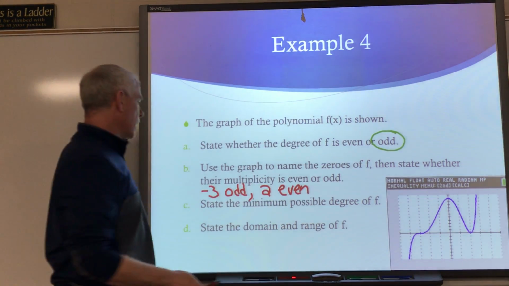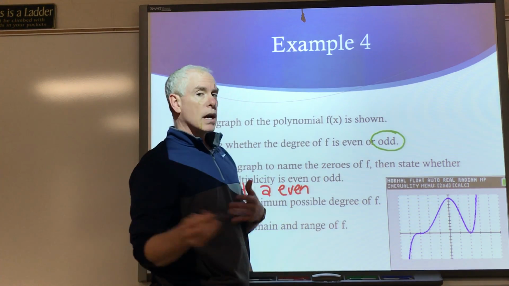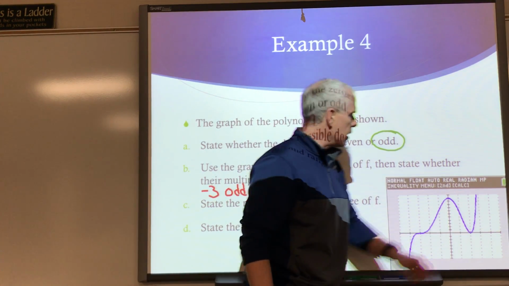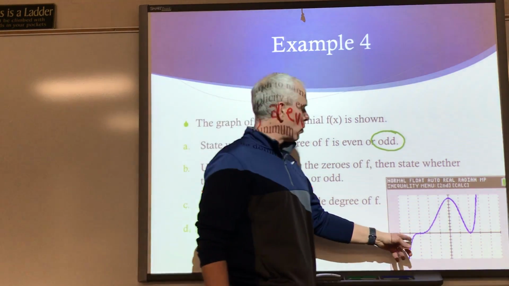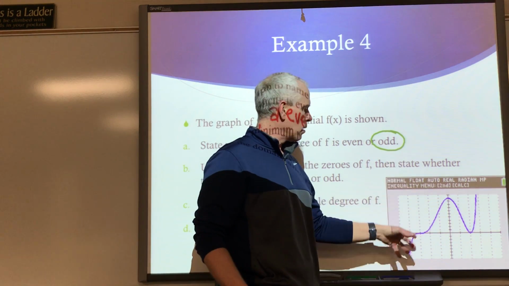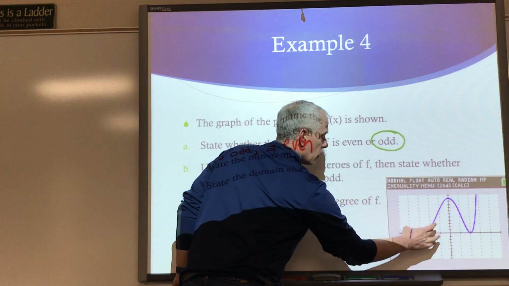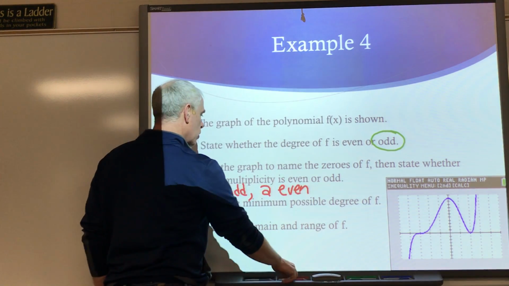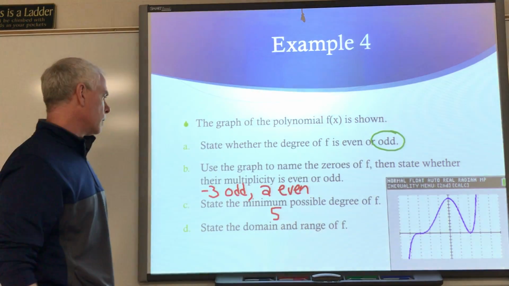State the minimum possible degree of f. Well, we know it's got to be an odd degree. And we know that that is at least a second degree because it bounces off. This one, because it didn't just cross but it got compressed, is at least a third degree. So multiplicity 3 here, multiplicity 2 here, 3 and 2 gives me a minimum of a fifth degree polynomial.